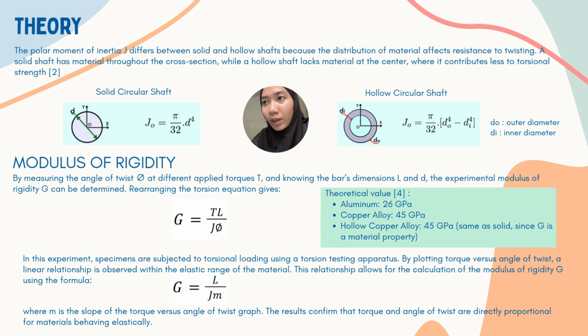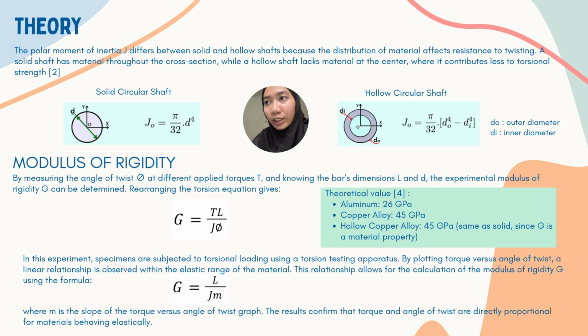Modulus of rigidity. We can experimentally determine the modulus of rigidity G by measuring the angle of twist theta at different applied torques. Rearranging the torsion formula gives G equals TL over J theta. Also, by plotting torque versus angle of twist, we get a linear relationship within the elastic range. The slope of this graph is m, and we can use it to compute G using G equals L over Jm. This confirms that torque and angle of twist are directly proportional for materials behaving elastically.